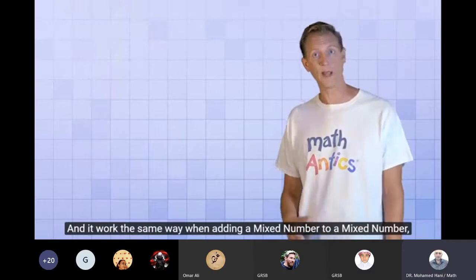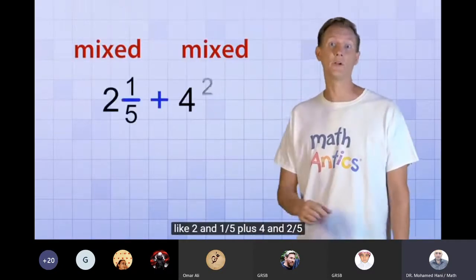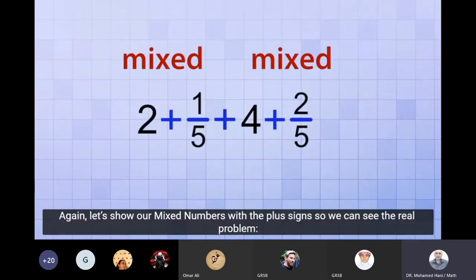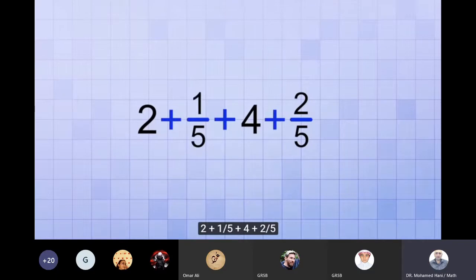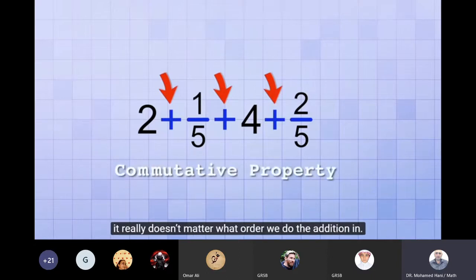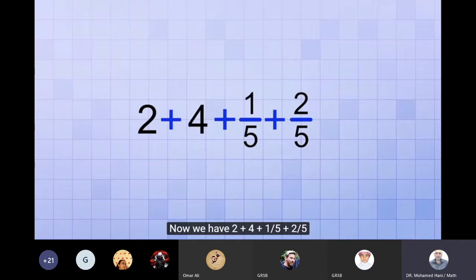And it works the same way when adding a mixed number to a mixed number, like 2 1/5 plus 4 2/5. Again, let's show our mixed numbers with the plus signs so we can see the real problem. 2 plus 1/5 plus 4 plus 2/5. Because all of these parts are being added and addition has the commutative property, it really doesn't matter what order we do the addition in. That means we can rearrange this problem to make it simpler. Now we have 2 plus 4 plus 1/5 plus 2/5.